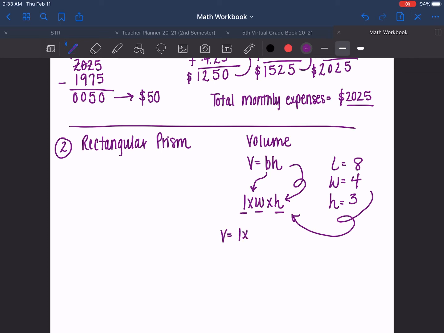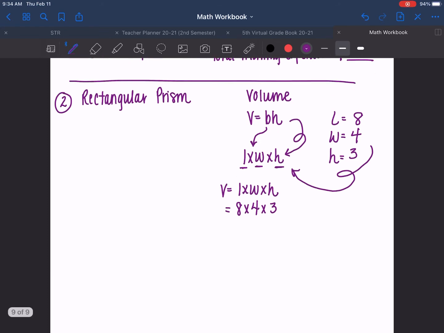Now let's go ahead and plug it on into our equation. So we have volume equals length times width times height. So we have 8 times 4 times 3. So I'm going to break it down because there's no way I can multiply 3 numbers at once. So I'm going to do 8 times 4, which equals 32. And then I'm going to do 32 times 3, which equals 96. I'm going to double check my work over here on the side just to make sure that I remember this multiplication fact correctly.